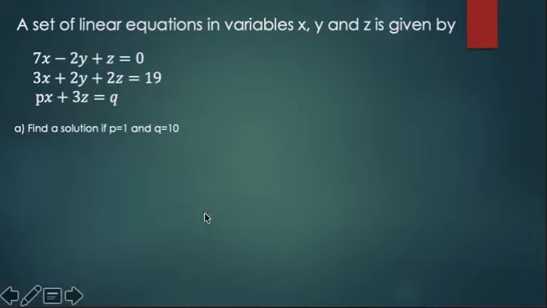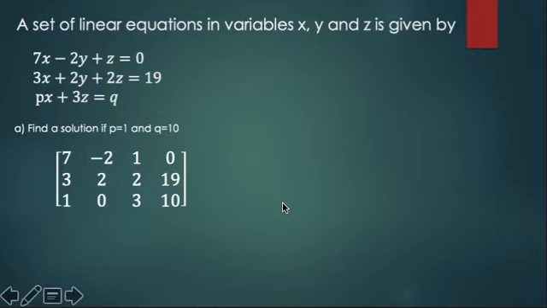So we've got a set of linear equations, and now not only have we got our x, y, z equation, we've also got some p's and q's thrown in. And so we're just going to start simple, just like we did before. So we want to find the solution if p equals 1 and q equals 10. So throw those two in. Nice that we've already got a 0 in here, so we know it's not going to be too much work.